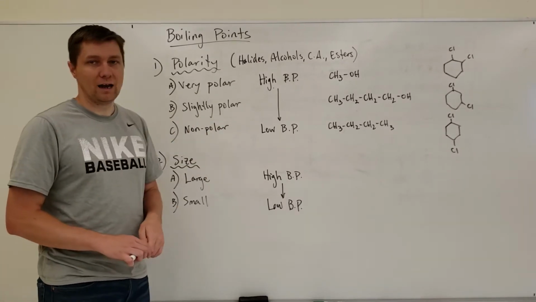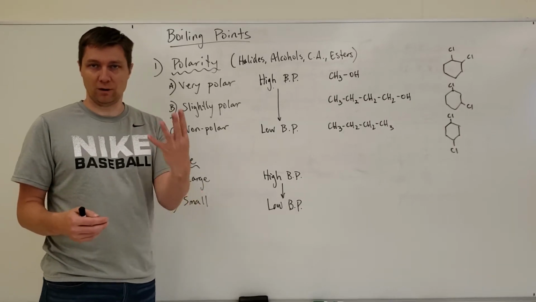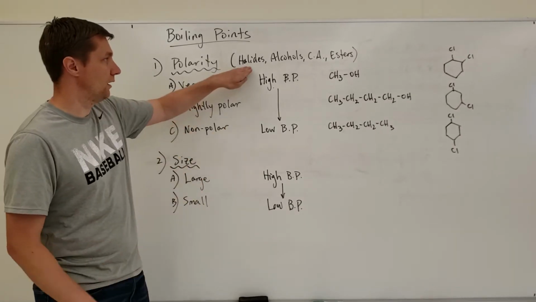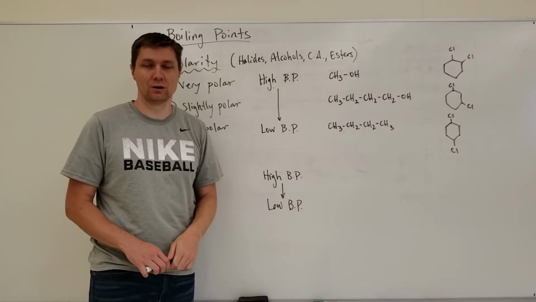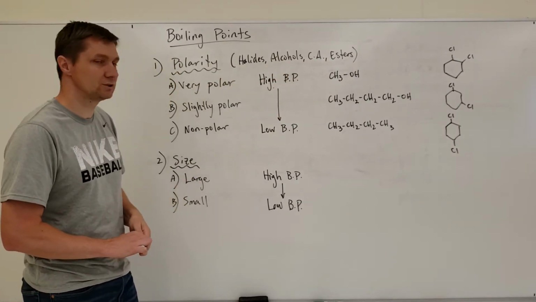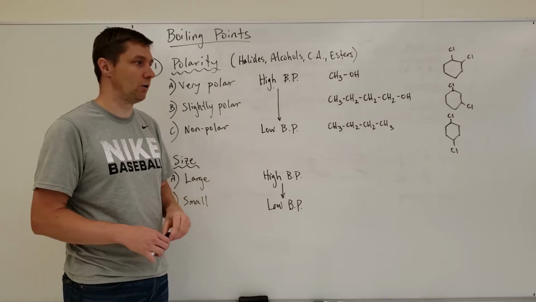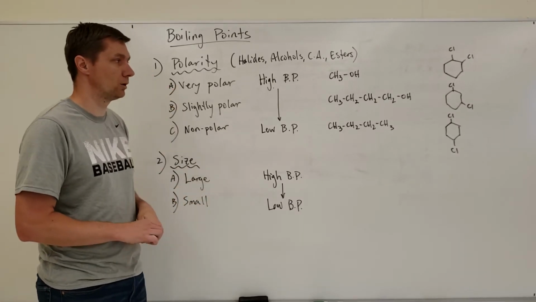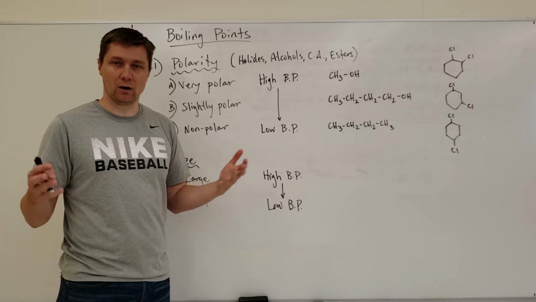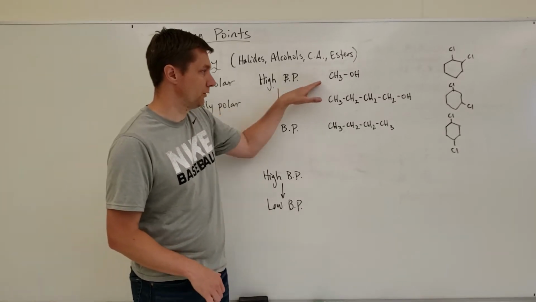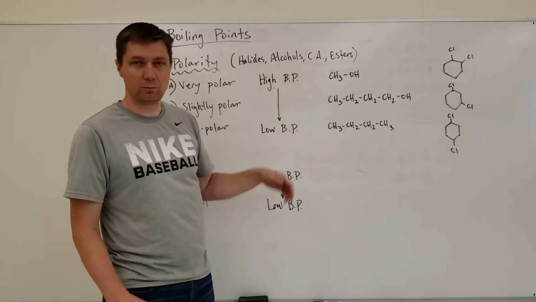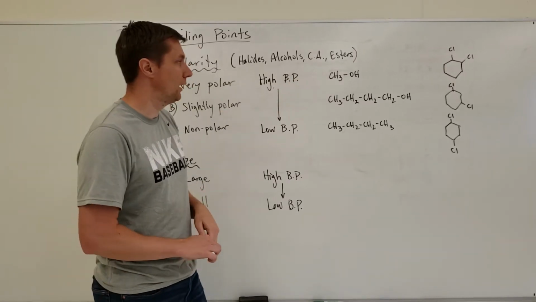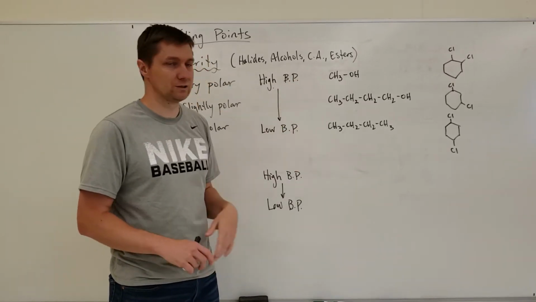Now, for the organic derivatives that we've been talking about, we've mentioned four, and they are listed right here: halides, alcohols, carboxylic acids, and esters. Those molecules can be polar molecules. Whether they're very polar or slightly polar will sometimes depend on their size. So here's an example of two different alcohols. This one right here would be considered very polar, and this one right here would be considered slightly polar.